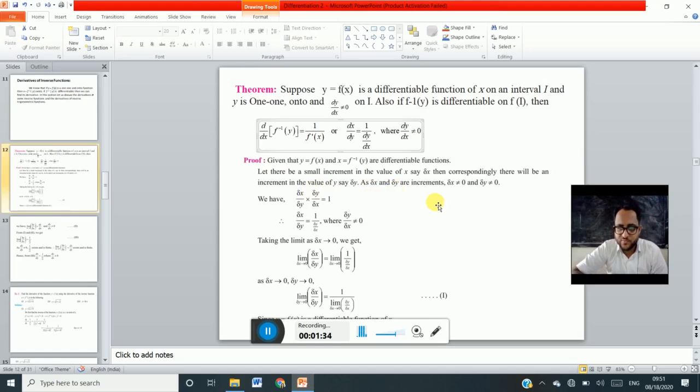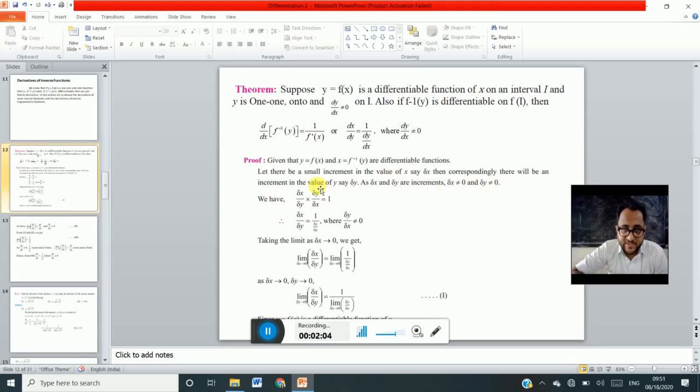The proof of this theorem is very easy again, as we prove all the theorems of differentiation by considering the second definition of the derivative given by the scientist Leibniz, that we consider the small partial increments del y, del x, and del u or v, whatever we consider in that. So let there be small increments in x and y, that are del x and del y not equal to 0, because they are small increments, they are not 0.